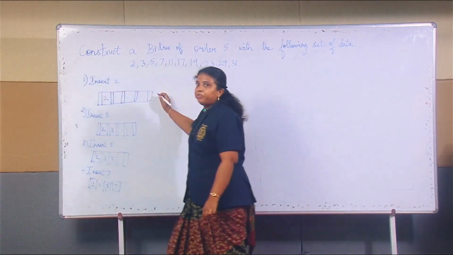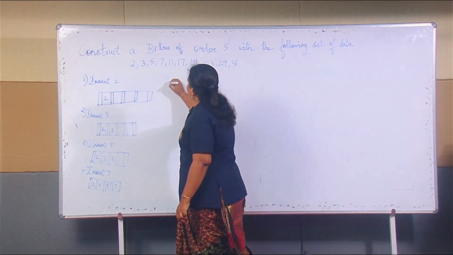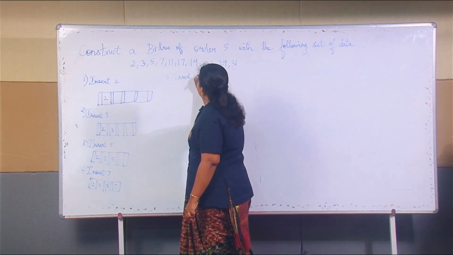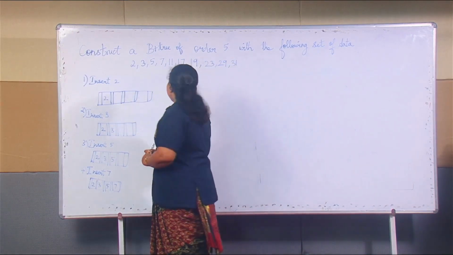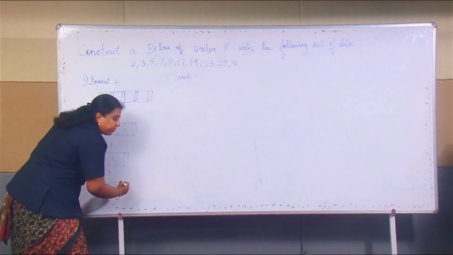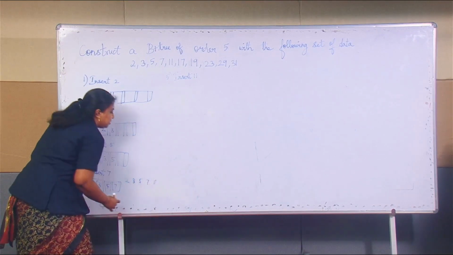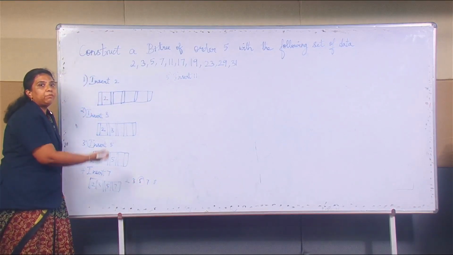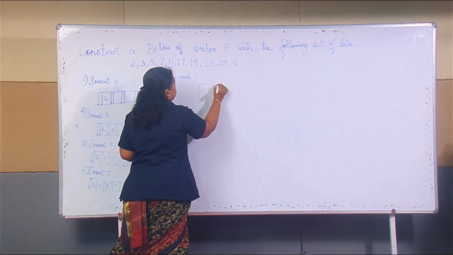And in the fifth step, we are going to insert the number 11. To insert 11, there is no place, so we are going to find the middle element. It will be 2, 3, 5, 7, 11. Now the middle element will be 5. So split the node and move the element 5 to the root node.